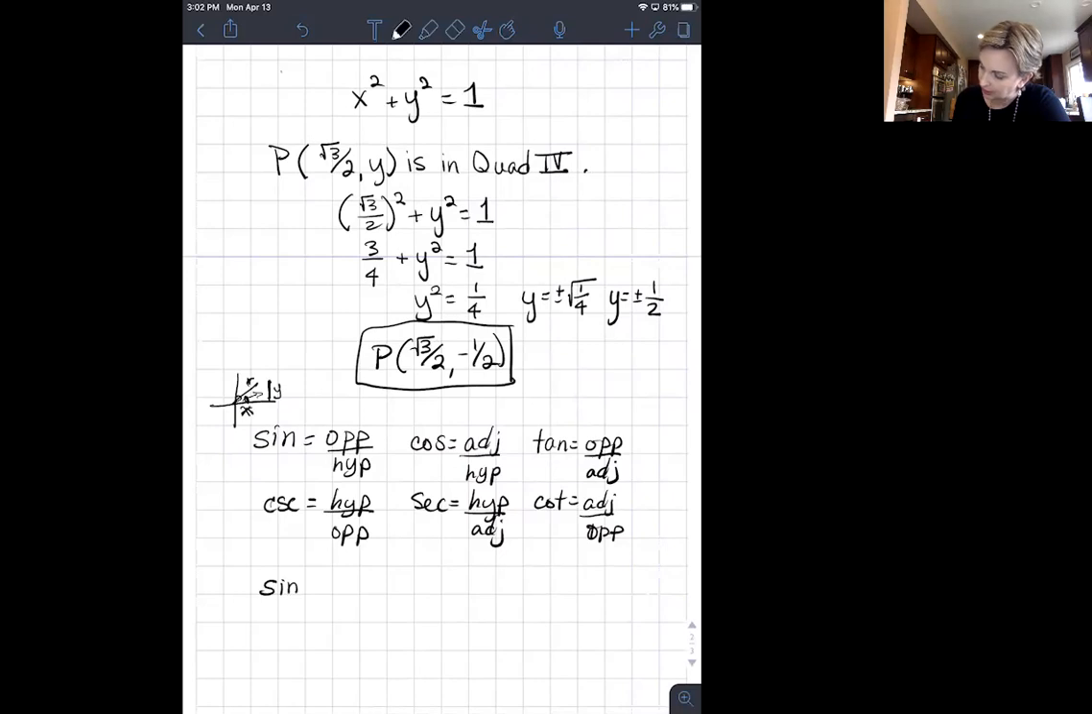So we're just going to replace opposite with y, hypotenuse with r, just switching this into a coordinate plane here. Adjacent again is x, hypotenuse is r. So tangent would be y over x. Cosecant is the reciprocal of sine. Secant would then be r over x.